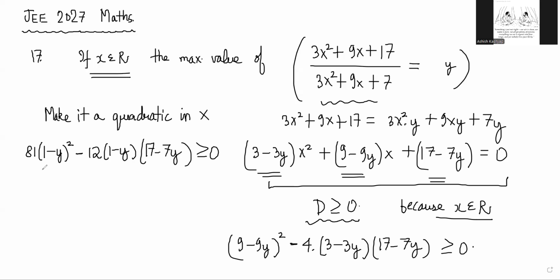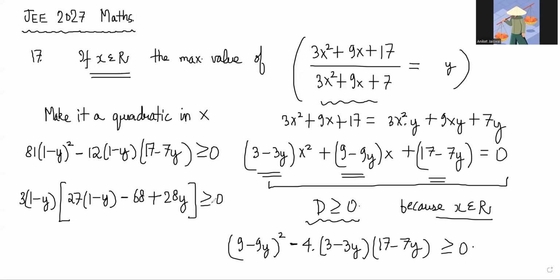The discriminant has to be greater than or equal to 0 because x is real, and now you will get a condition on y. So you'll get (9 − 9y)² − 4(3 − 3y)(17 − 7y) ≥ 0. This becomes 81(1 − y)² − 12(1 − y)(17 − 7y) ≥ 0. You can take 3(1 − y) common, and you will get 27(1 − y) − 4 times (17 − 7y), that is 68 plus 28y, greater than or equal to 0.